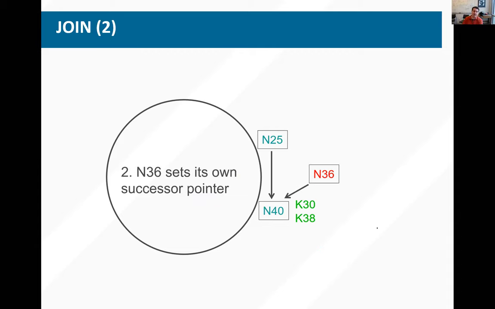As we join, what we're going to do is basically, this is us. We do a lookup, we find the successor of key 36, which is node 40, and so we are going to set our next pointer to 40. Great. Node 25 and node 40 do not yet know we exist. We just now add ourselves to 40.